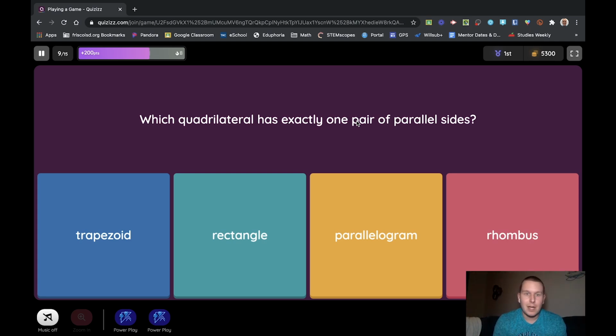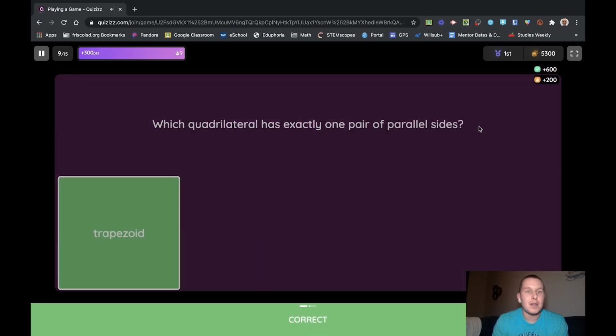All right, which quadrilateral has exactly one pair of parallel sides? We've got a trapezoid, a rectangle, a parallelogram, and a rhombus. I remember from Meet the Quadrilaterals that we had a very, very sassy quadrilateral named Olivia that was very unique because she only had exactly one pair of parallel sides, and that was Olivia the trapezoid. So that's going to be a good answer.